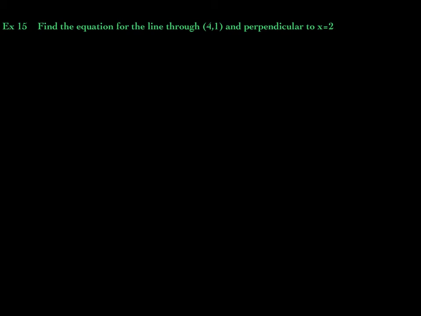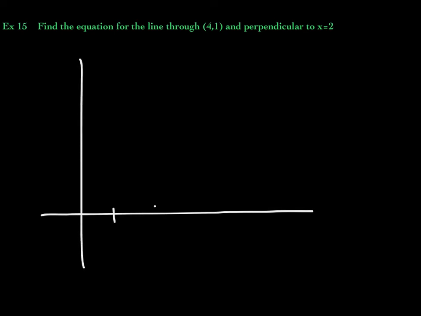Check out this one. Find the equation for the line that's going through (4, 1), and it's perpendicular to x = 2. All right, I'm going to do the same. I'm going to draw a picture, okay, everybody? So please bear with me. Just give me a second. 1, 2, 3, 4. All right.